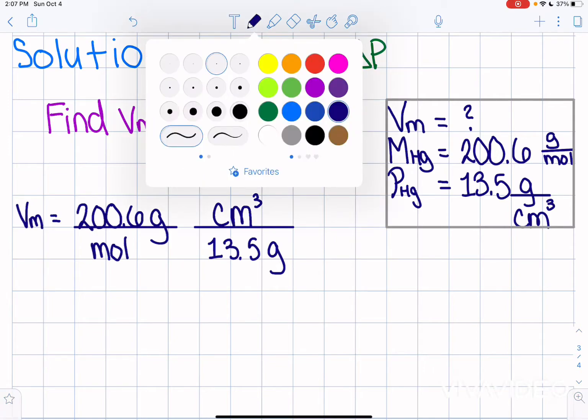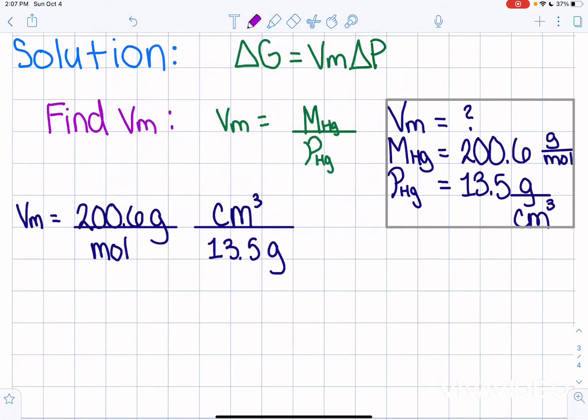Now I like to be visually organized, so I use a lot of colors, and I like to go ahead and cross this off so we can see what we are working with. The grams cancel. We have moles on bottom and we have a volume on top. And if you were not aware, centimeters cubed is a distance cubed, and a volume is also expressed as a distance cubed.